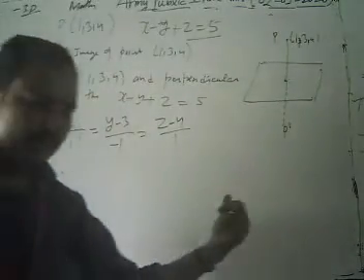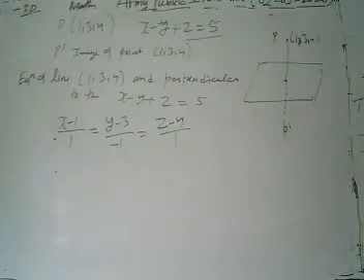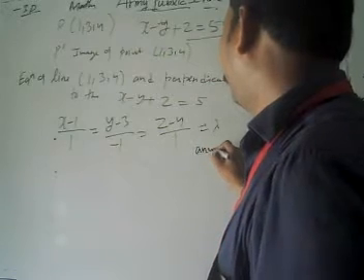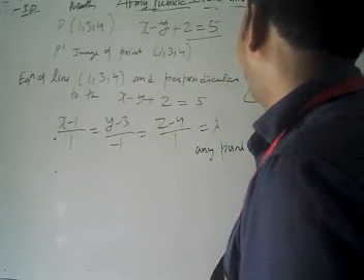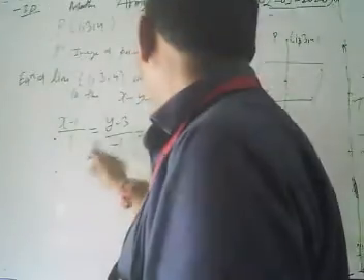Now we have the equation of the line. Now we are going to find any point on the line. Let's suppose we take lambda. Then any point on the line is given by what?